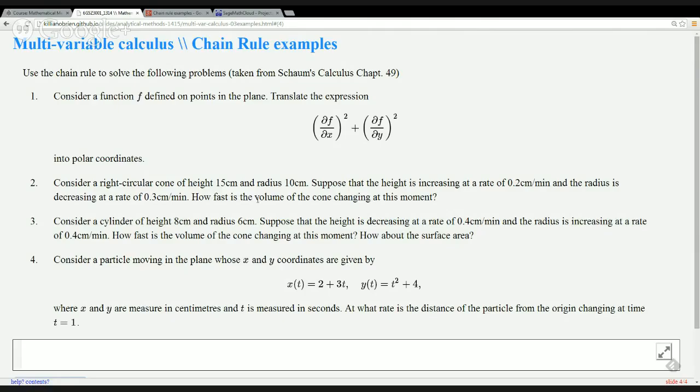So to answer the question, we need to evaluate dr/dt at t equals 1, where r is the radius, or radial distance, of the point from the origin.